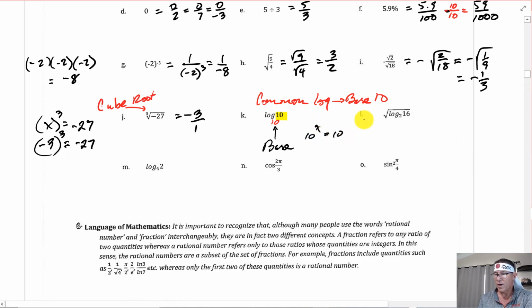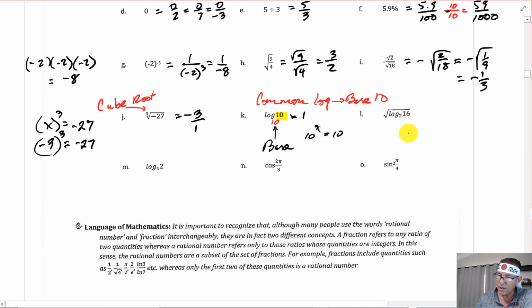10 to what power gives you 10? And the answer has got to be 1, right? So 10 to the first power gives you 10. So the result here is nothing more than 1. You can even try that on a calculator if you like. If you take the log of 10, you'll get 1.